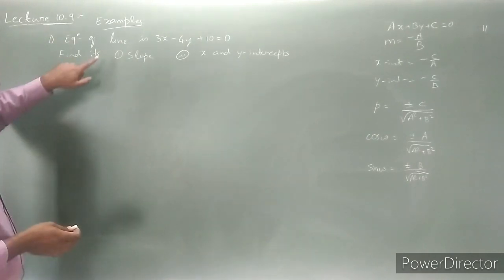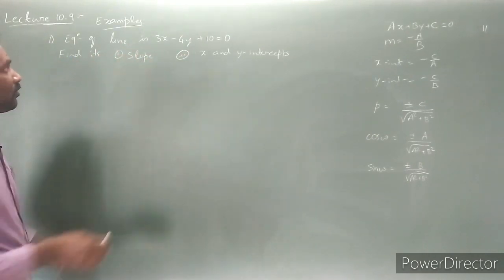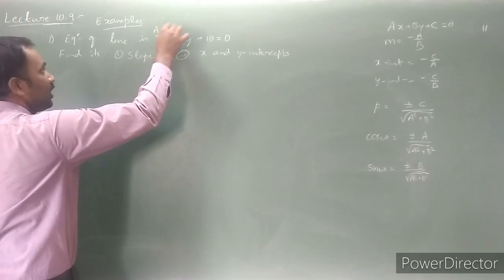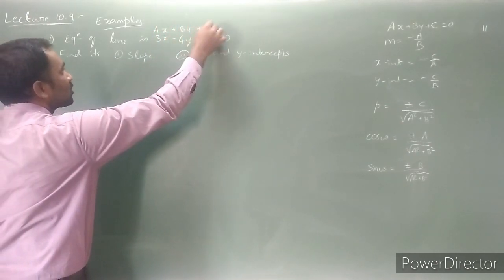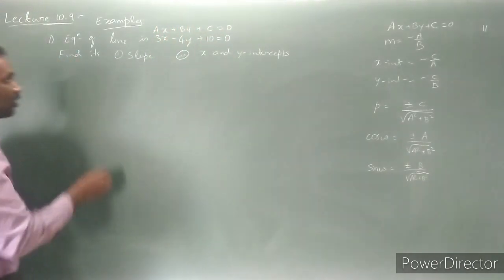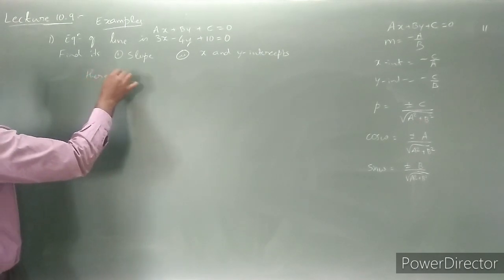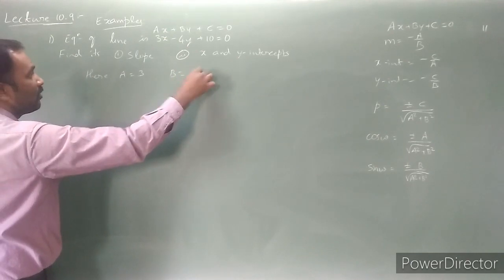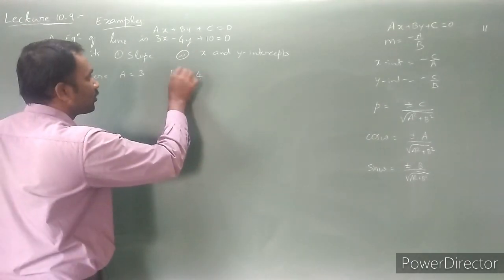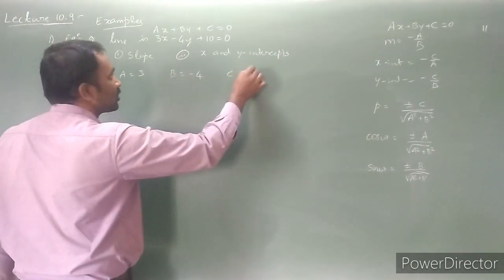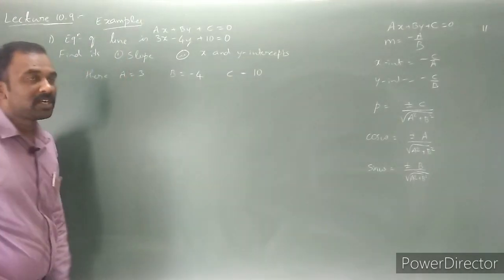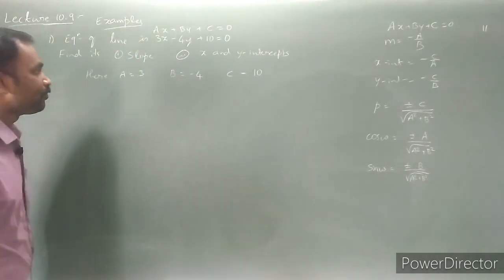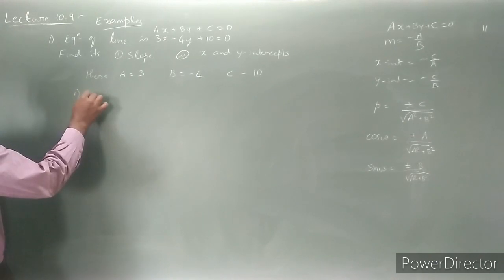Okay, first of all, the line equation is given; compare it, which is of the form ax plus by plus c is equal to 0. Are you sure? Here, I write the a value. What is the a value? 3. What is the b value? The b value is minus 4. Very carefully you have to choose the values. The c value is how much? 10. Compare it very carefully. Now, so first case, slope is required.